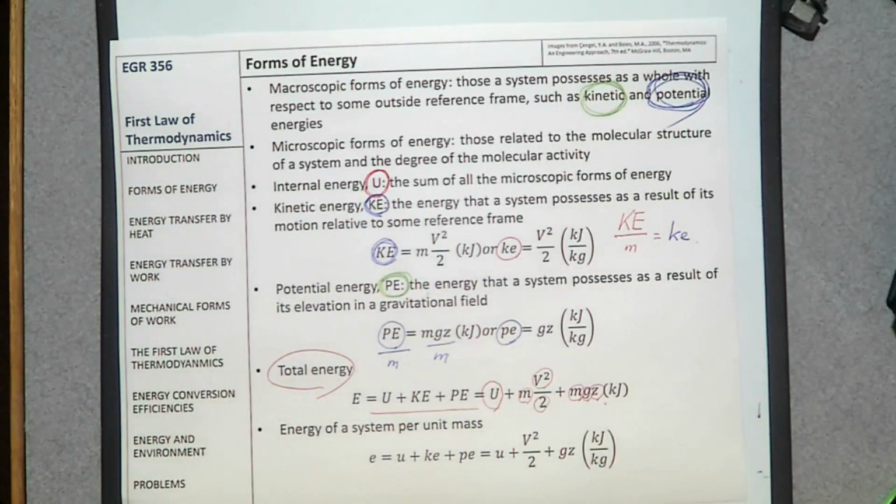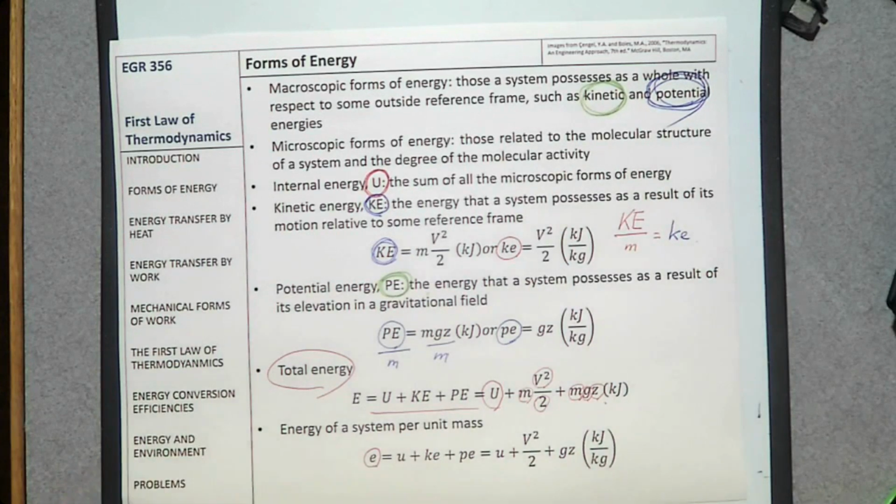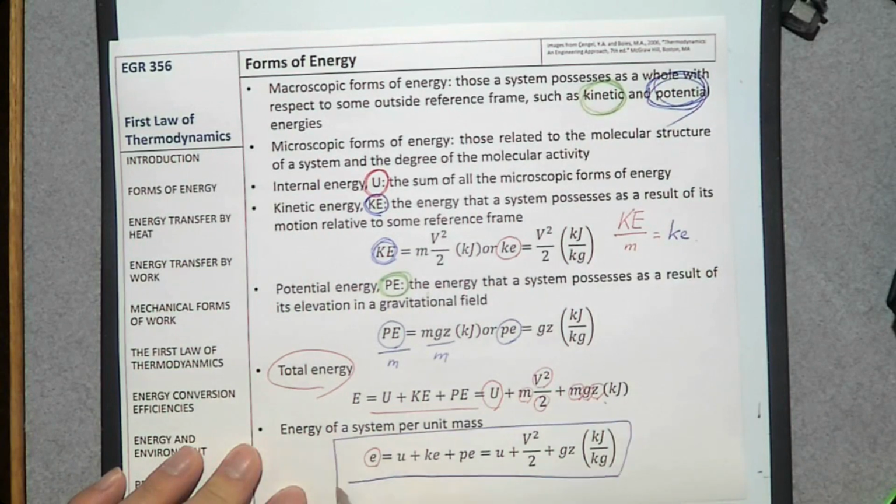But I told you that we prefer using intensive properties. So if you divide this total energy of a system by mass, you get this lowercase e, that is total energy of a system per unit mass, which is lowercase u, lowercase ke, lowercase pe, and it's going to be u plus v squared over 2 plus g times elevation z. So that's how we determine the total energy of a system per unit mass.